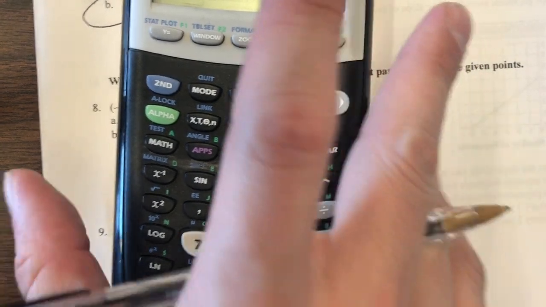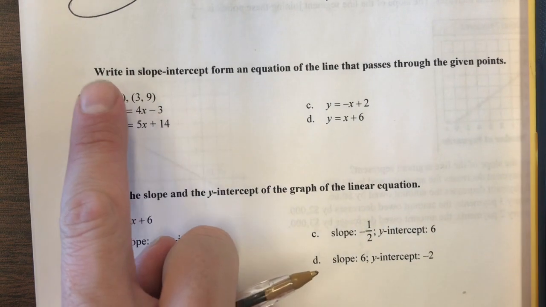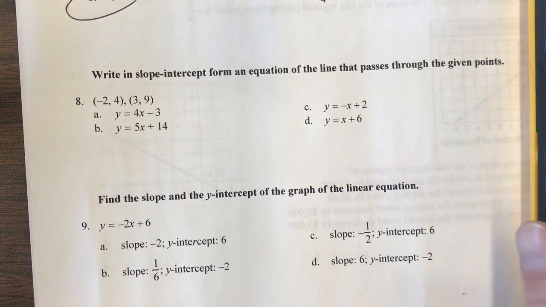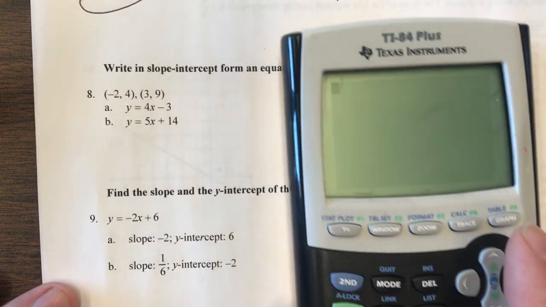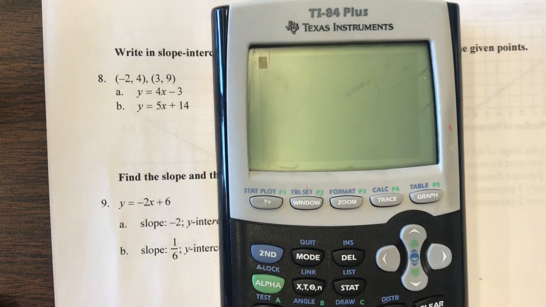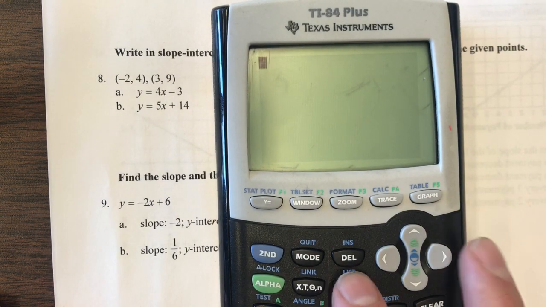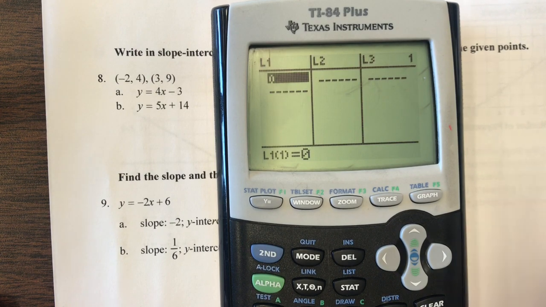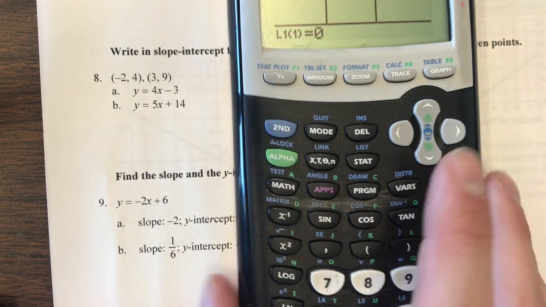The process that you can use to find an equation in slope-intercept form is called LinReg. There's a video on the channel that does this with a fella named Peyton Manning. I'm going to do it right here. First button you hit is Stat. Then you go to Edit right away. You hit Enter on Edit. You type out your numbers.